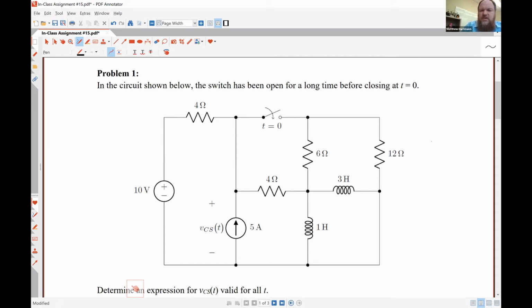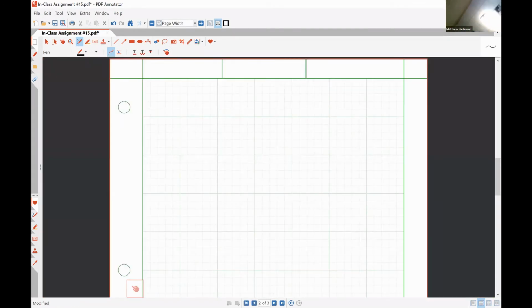So let's redraw this circuit at t equals 0 minus, where we're treating our inductors as a single component, having an equivalent inductance of 0.75 henries. Let's see, we're going to have, let me zoom in here a second.